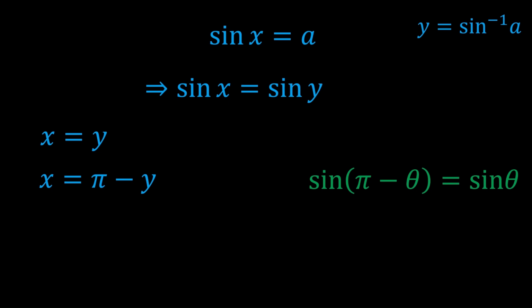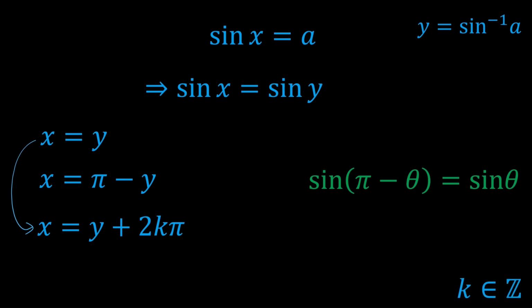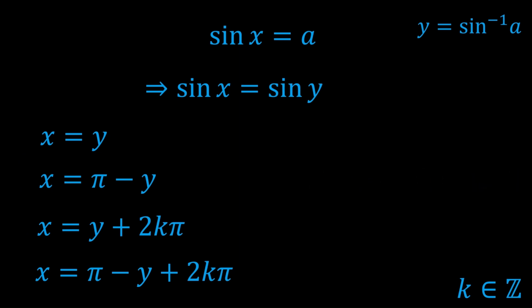Also, we know that sine x has a period of 2 pi, which means you can add any multiple of 2 pi to the input without changing the output. So let's apply that idea to both of these. We're just going to let k be any integer. This ∈ symbol means "is an element of", and this Z just means the set of integers. So k is in the set of integers.